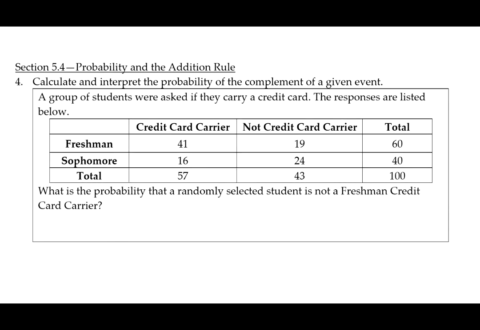So we want the probability of not being a freshman credit card carrier. That's the complement of being a freshman credit card carrier. The way that you calculate the probability of a complement is by subtracting the probability from one. So the probability of a complement is equal to one minus the probability of A. So to compute this, we're going to compute 1 minus the probability of being a freshman credit card carrier. And the freshman credit card carriers, there are 41 of them out of 100 total.